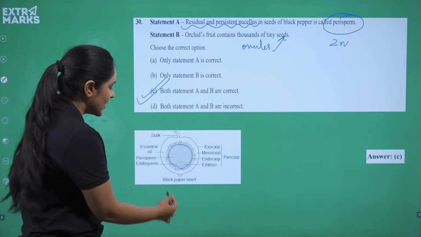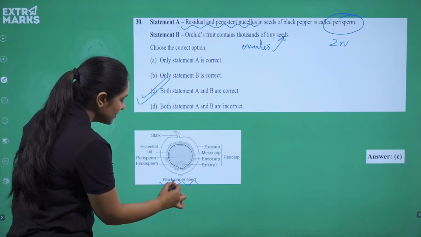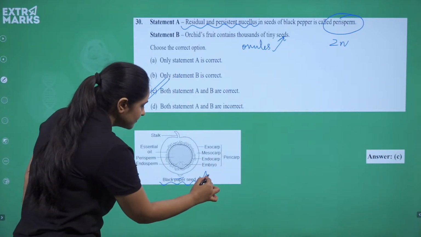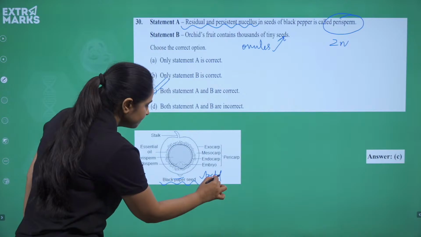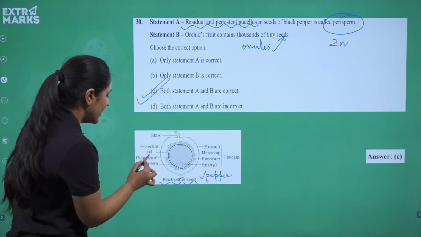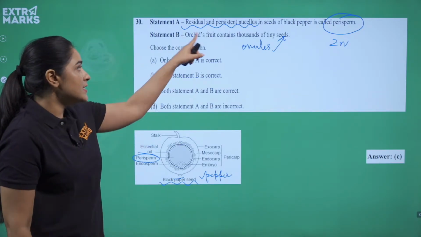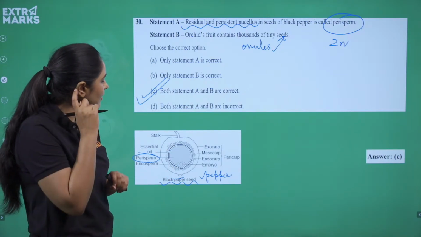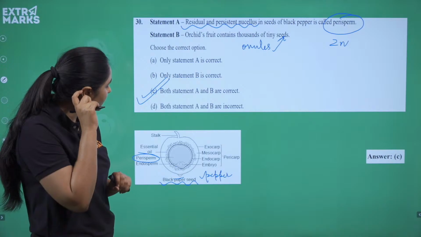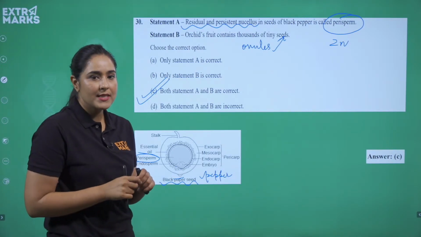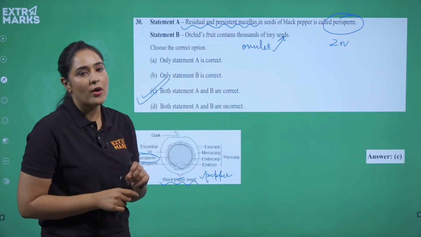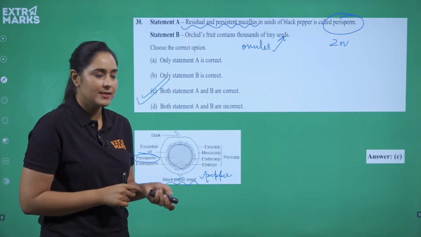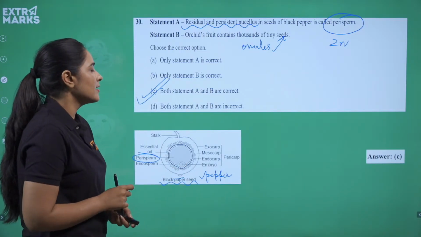Perisperm, as you can see in this black pepper seed, we have this residual and persistent nucellus here. So we have this formation of perisperm in the black pepper seed, and also in the orchid fruit we have multiple seeds. So both the statements are correct.